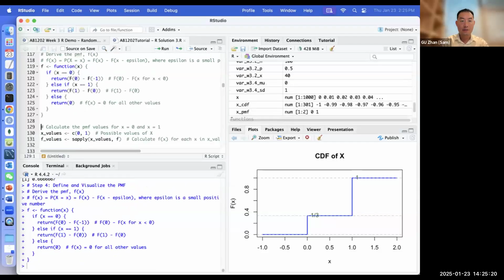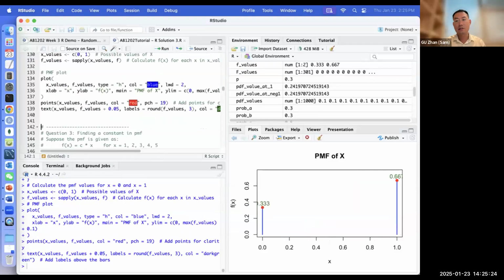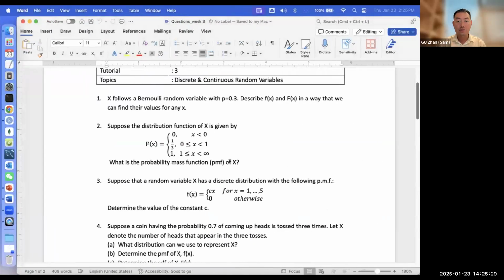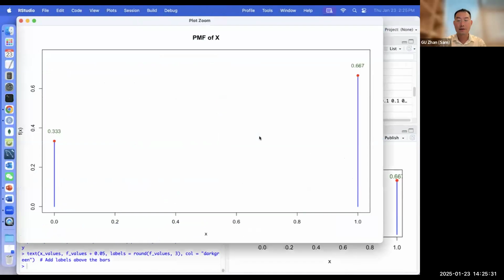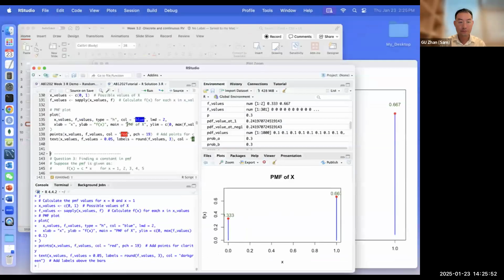Then define and visualize the PMF. Okay, so this is the PMF. Because the question asks what is the probability mass function of x. So that's the one. So when x equals to 0, the value is 1/3. When x equals to 1, the probability is 2/3. Then for the rest of x, the value is 0. Okay, so that's the probability mass function for question 2.